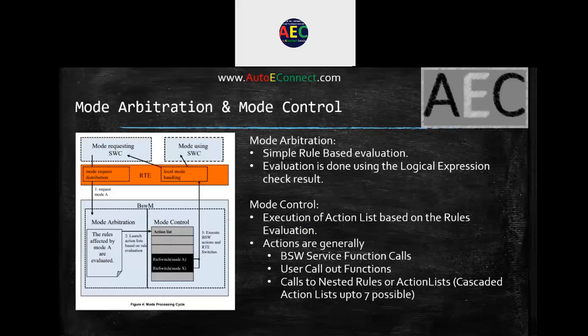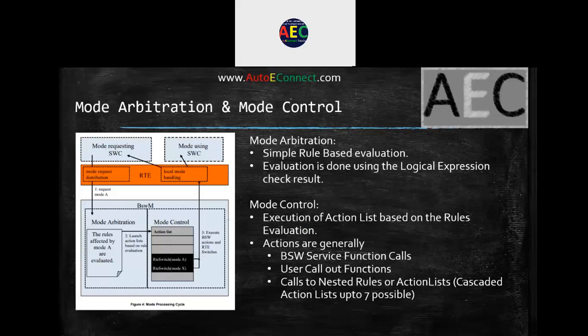And inside the action list, like I mentioned, an action list can again contain an action, and the action is to call a different action list. All these nested action lists are possible. Inside that, you will have the list of actions. Sometimes it will be callout functions, or a function call, or what we call a mode request to a BSW module, or a mode indication to an upper layer, to the application layers. So these are the different things that you will see in your generated code.